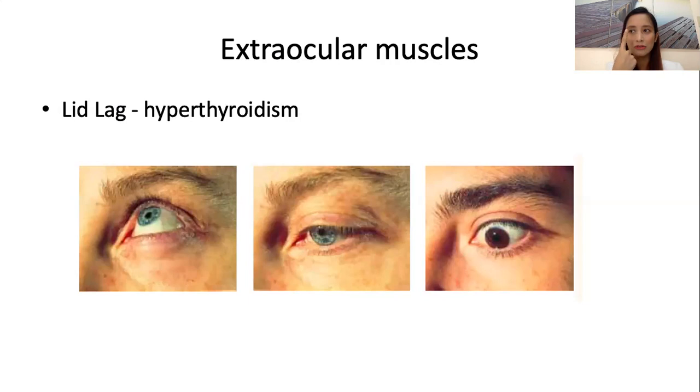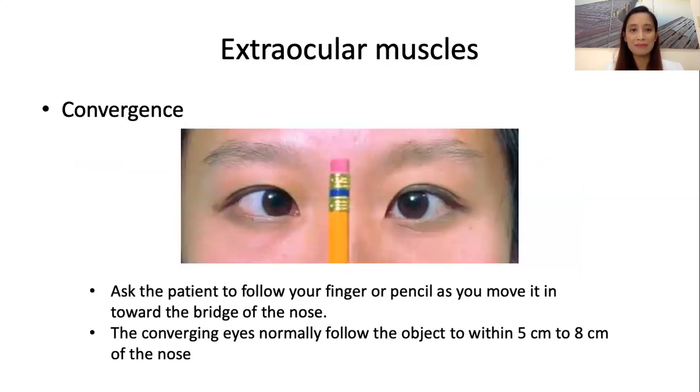You ask the patient to follow your eye, look down like that. Normally, the upper eyelid should cover part of the iris. But if there is lid lag, the eyeball is already looking downwards, but the lid has lagged behind and is unable to cover the iris. So that's your lid lag. That's usually observed in patients with hyperthyroidism.